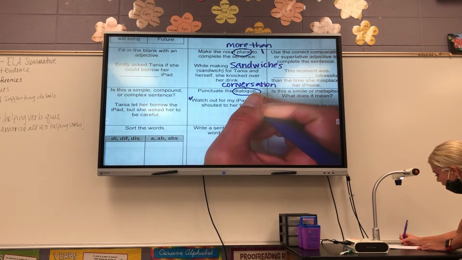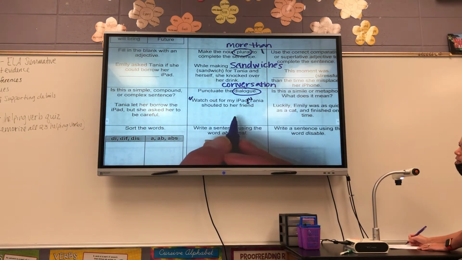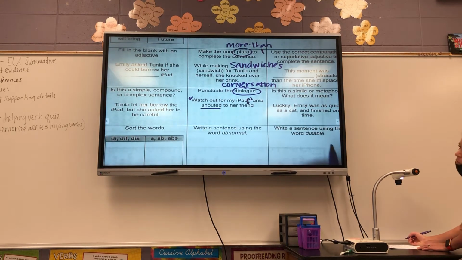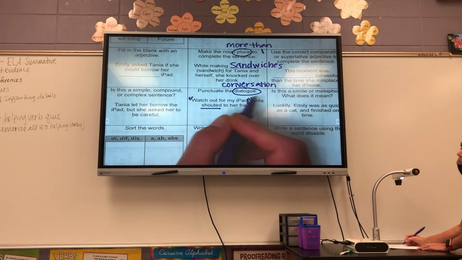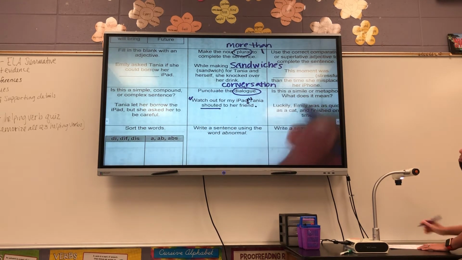And I know I also need to put an exclamation mark behind iPad because it says Tanya shouted to her friend. So because of the word shouted, that tells me that this sentence up here needs to end with an exclamation mark. And then of course this is the end of this sentence, so I put a period.